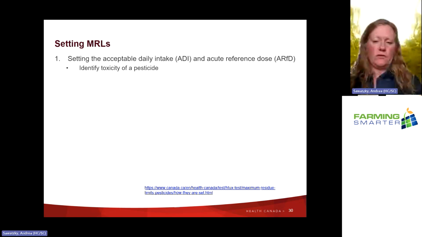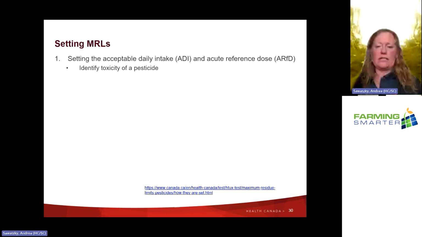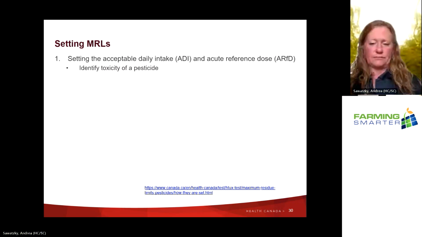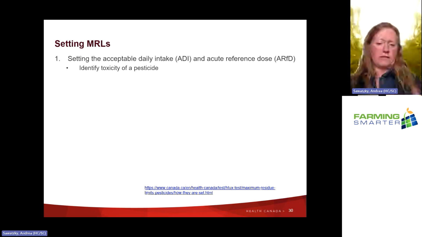So here they are evaluating scientific studies to identify the toxicity of a pesticide. And from these studies, they determine what the no observed adverse effect levels are, which is the level at which the pesticide or the residues would cause no harm. This is over a lifetime or in a single day, so chronic and acute, right? So looking at all of that. And when they look at this, again, they look at all the populations: the infants, the seniors, the children, the pregnant women, the adolescents. They look at everything.